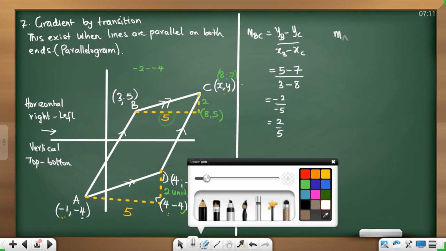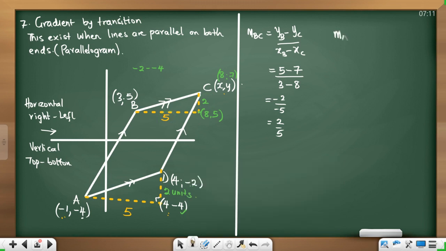Gradient of AD. As I round off the lesson now, it would be what? YA minus YD over XA minus XD. What is the Y value of A? It's very easy now. Negative 4 minus, what is the Y value of D? Negative 2. Put that in bracket. Over, what is the X value of A? Negative 1 minus the X value of D would be what? 4. Negative 1 minus 4 would give us what? Negative 2 and over negative 5. What's your answer? 2 over 5.